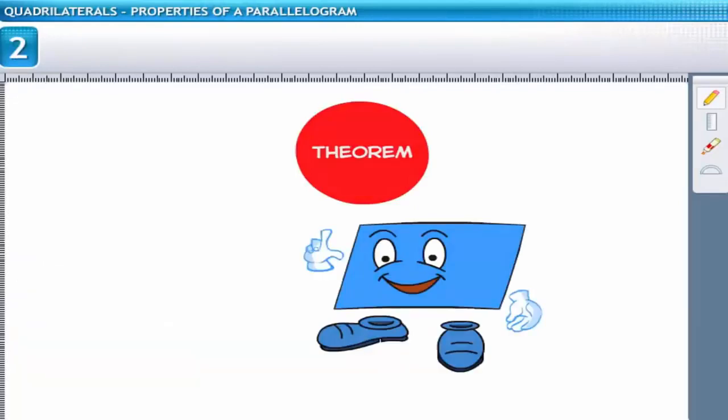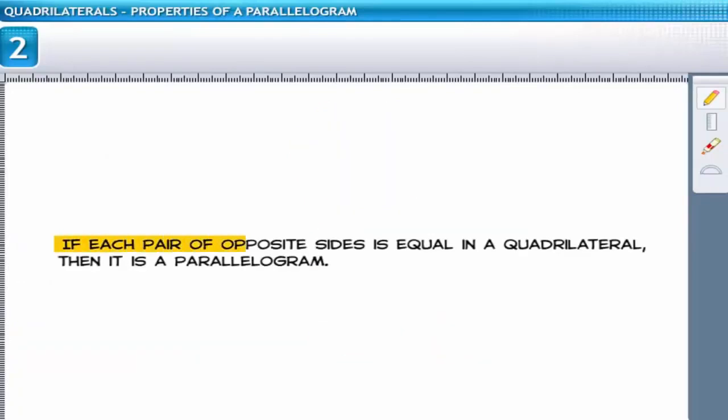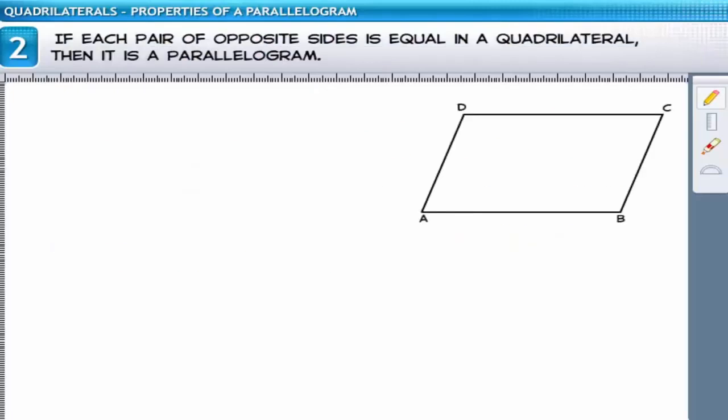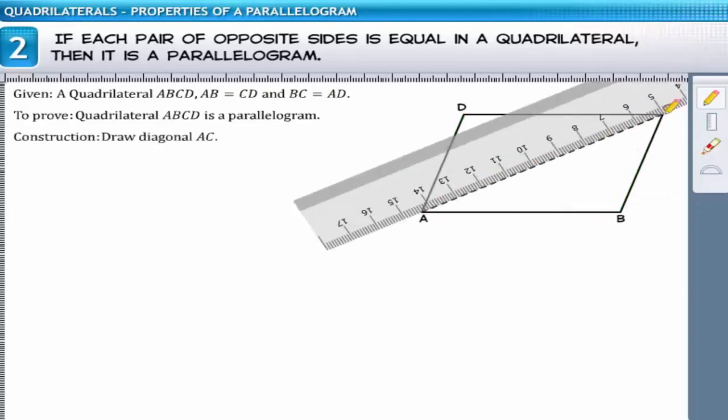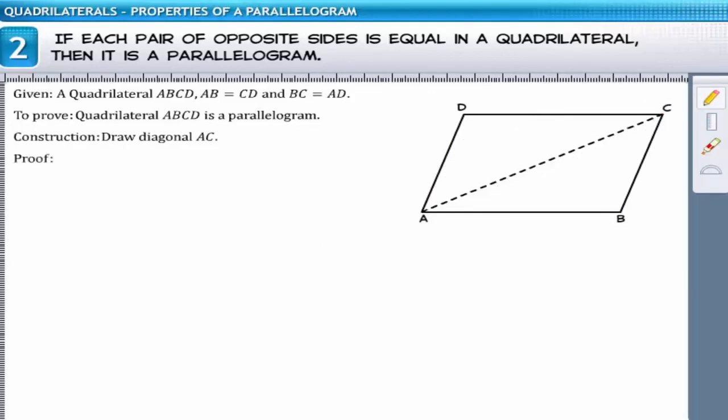Now, let's prove the second theorem. If each pair of opposite sides is equal in a quadrilateral, then it is a parallelogram. Let ABCD be the given quadrilateral in which AB is equal to CD and BC is equal to AD. To prove quadrilateral ABCD is a parallelogram, we will show that a pair of opposite sides is parallel. Draw diagonal AC. Let's begin with the proof.